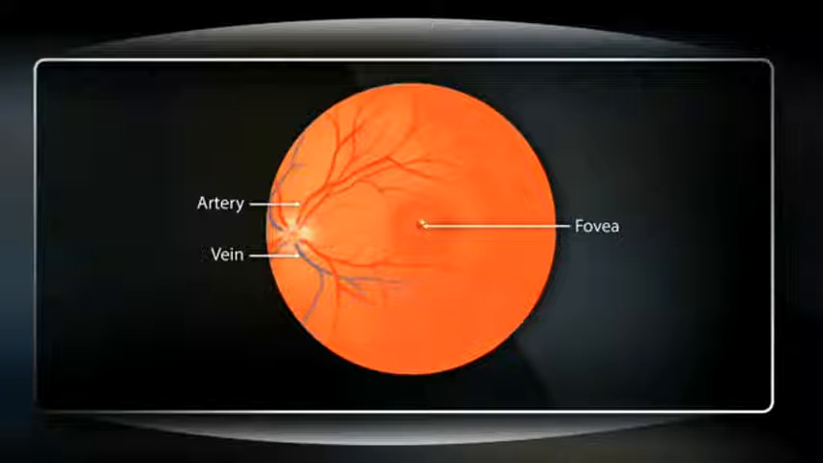Finally, examine the fovea and surrounding macula by directing your light beam laterally or asking the patient to look directly into the light. The tiny bright reflection at the center of the fovea may help orient you.